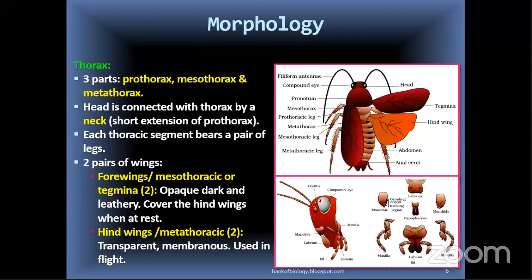Then the thorax has three parts: prothorax, mesothorax, and metathorax. Prothorax does not have wings. Mesothorax and metathorax have wings. There are two types of wings: the forewing and the hindwing. The forewings are opaque, dark, and leathery, and cover the hindwings when at rest. The hindwings are thin, membranous, and they are used in flight.